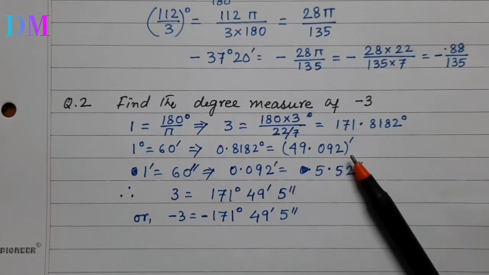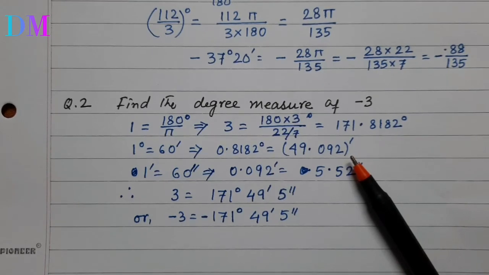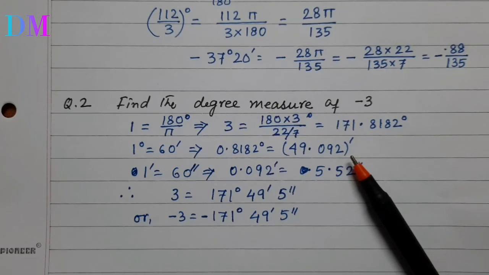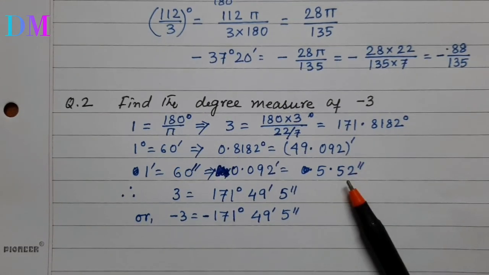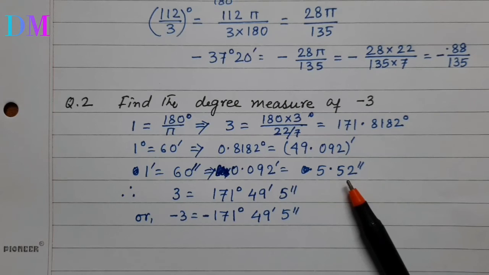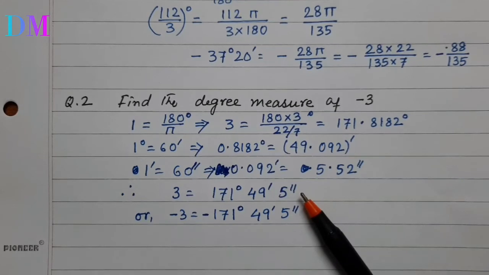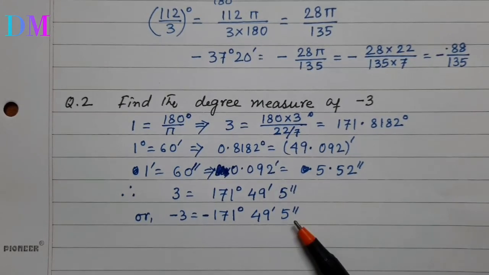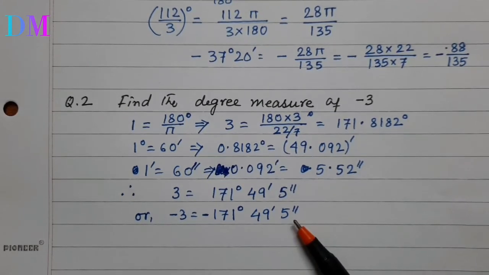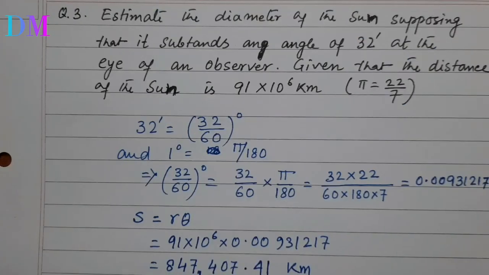So therefore the fractional part, that is 0.8182 degree, will be 49.092 minutes. Now again the fractional part 0.092 minutes will be converted to seconds. So for that we need to multiply this with 60. So it will give 5.52 seconds. So therefore 3 radian equals 171 degree 49 minutes 5 seconds. Hence minus 3 radian will be minus of 171 degree 49 minutes 5 seconds.